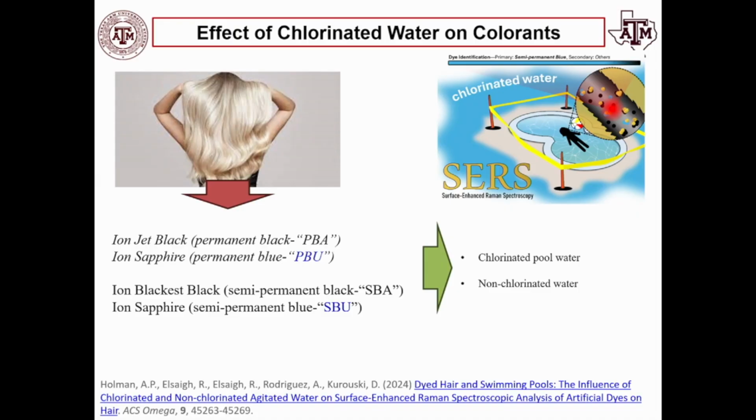And in the very last part of this talk, I want to share our most recent result, in which we investigated the effect of chlorinated and non-chlorinated water. What we tried to model in this case is a person submerged in a pool, and pools are chlorinated, and investigate whether chlorine that is present in pools would change the SERS accuracy of detection and identification of artificial colorants. For this, we colored blonde hair with 4 different dyes, 2 permanent and 2 semi-permanent, and we submerged them into chlorinated and non-chlorinated water.